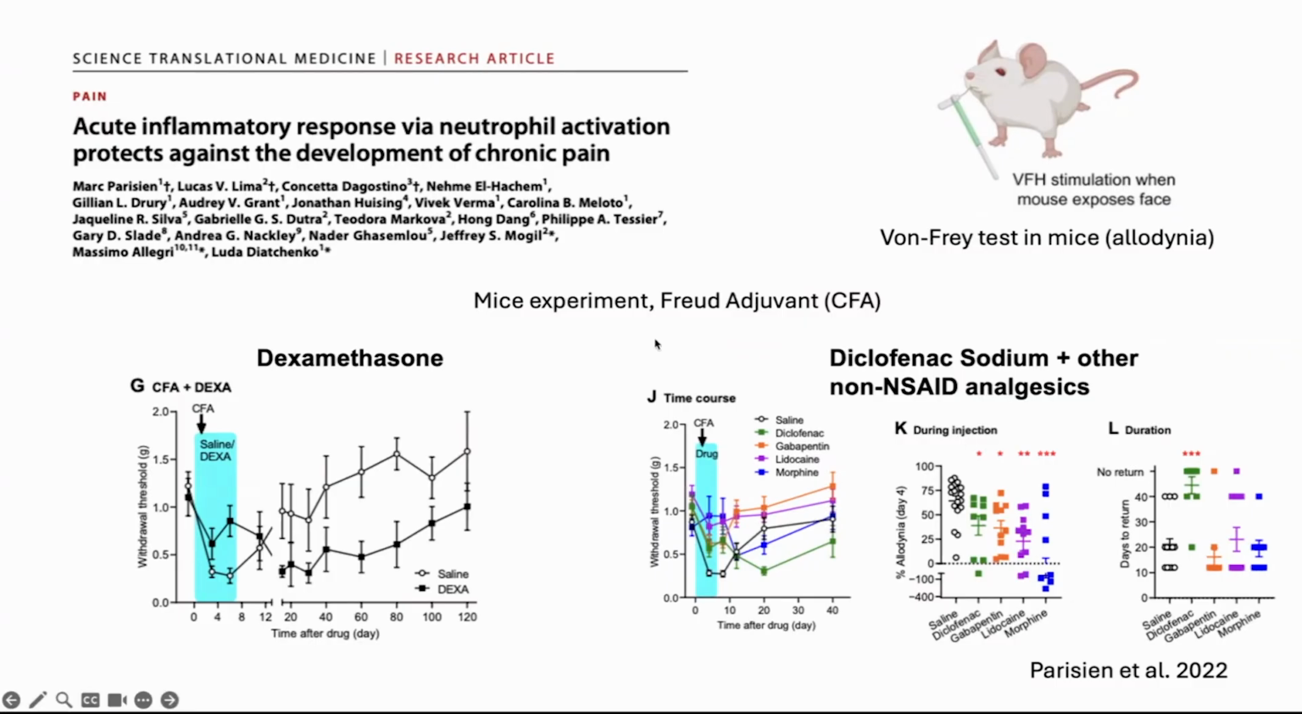So what they did here is they induced chronic pain in mice using several methods. The one that I'm showing in this slide is an inflammatory chronic pain model, but they also studied neuropathic pain with similar results. This is called the CFA model, where they exposed the paw of the mouse to an inflammatory agent called Freund's adjuvant, creating significant inflammation that lasts for a few weeks.